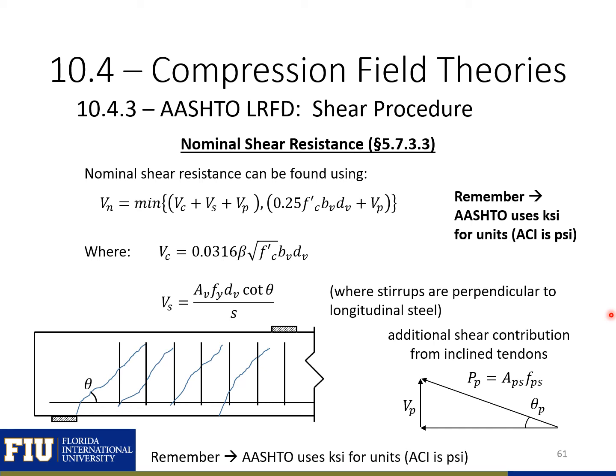I also want to highlight that in AASHTO, we need to remember that our units are ksi. So in ACI, our units are psi, and in AASHTO, all of our units will be in ksi. So we just need to remember that we need to use ksi under our square root here.